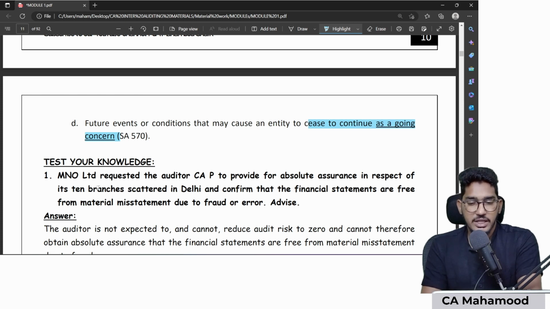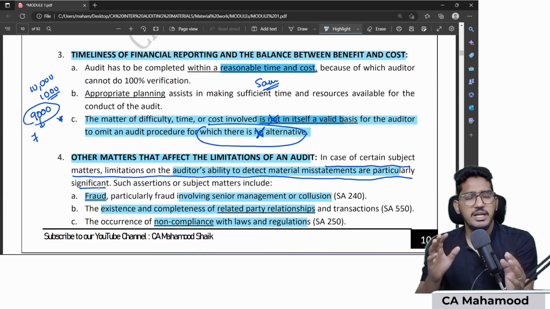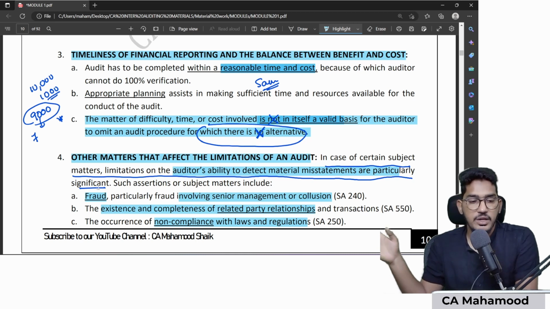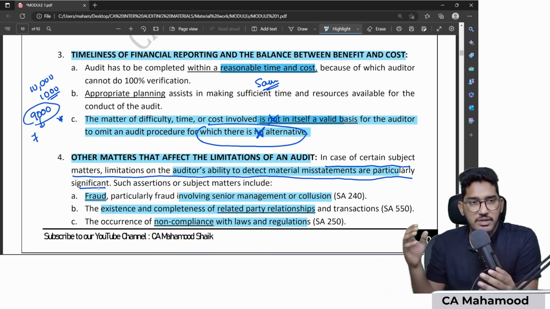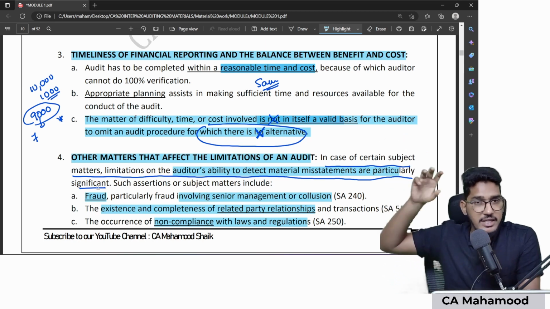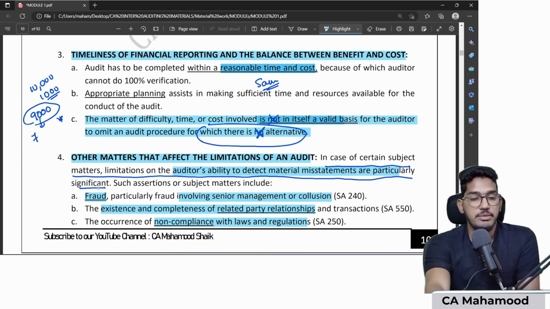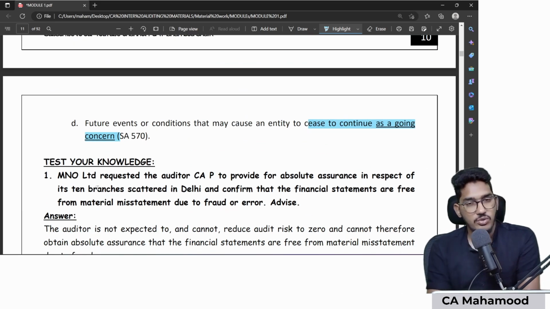And if you observe carefully, each and every matter of other limitations will be covered in a detailed manner in the standards on auditing. Fraud regarding senior management will be covered in the fraud and responsibilities of the auditor chapter. SA 550, SA 250 and SA 570 will be covered in the standards on auditing chapter. So these are the four matters where the impact of the inherent limitations is even more significant. So we have seen four categories of inherent limitations: nature of financial reporting, nature of audit procedures, time and cost benefit comparison, and finally other limitations.